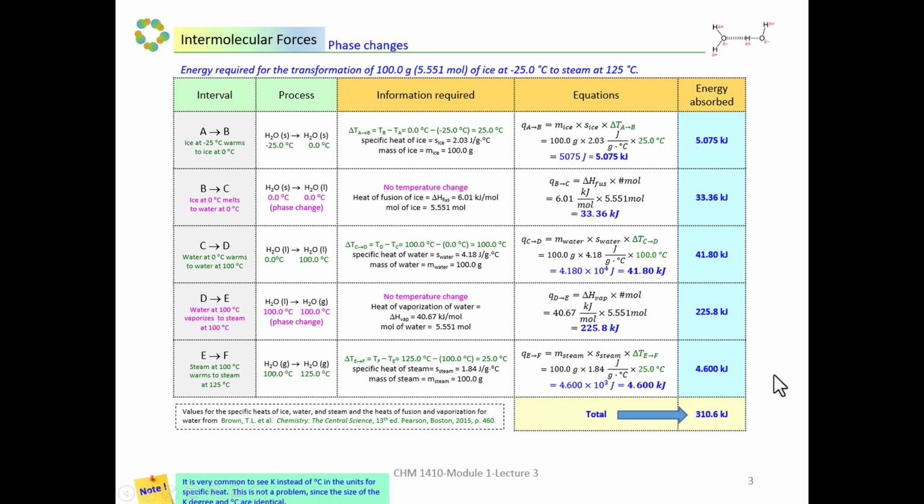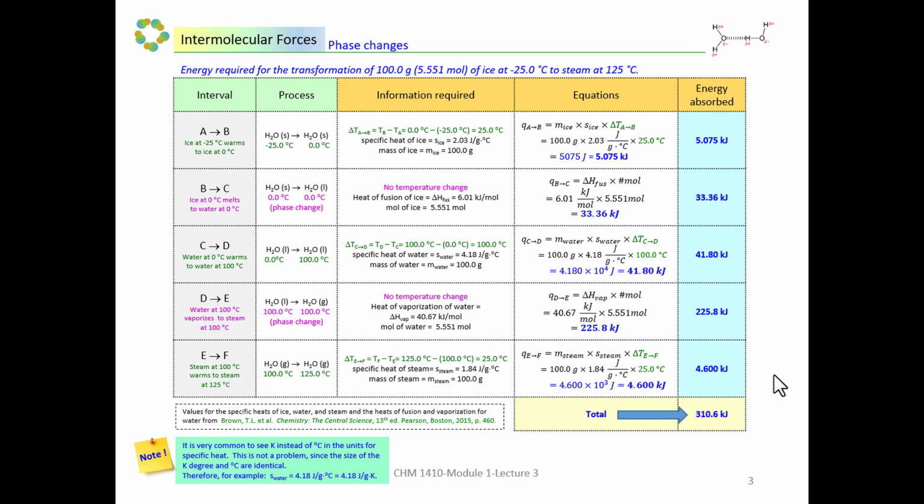Now, just as a note here, it's quite common to see Kelvin degrees used instead of centigrade or Celsius in the units for specific heat. This is not a problem since the size of the Kelvin degree and the Celsius degree are identical. Therefore, for example, we listed the specific heat of water as 4.18 joules per gram per degree C. It could equally be listed as 4.18 joules per gram per K if you were recording temperature changes in Kelvin.